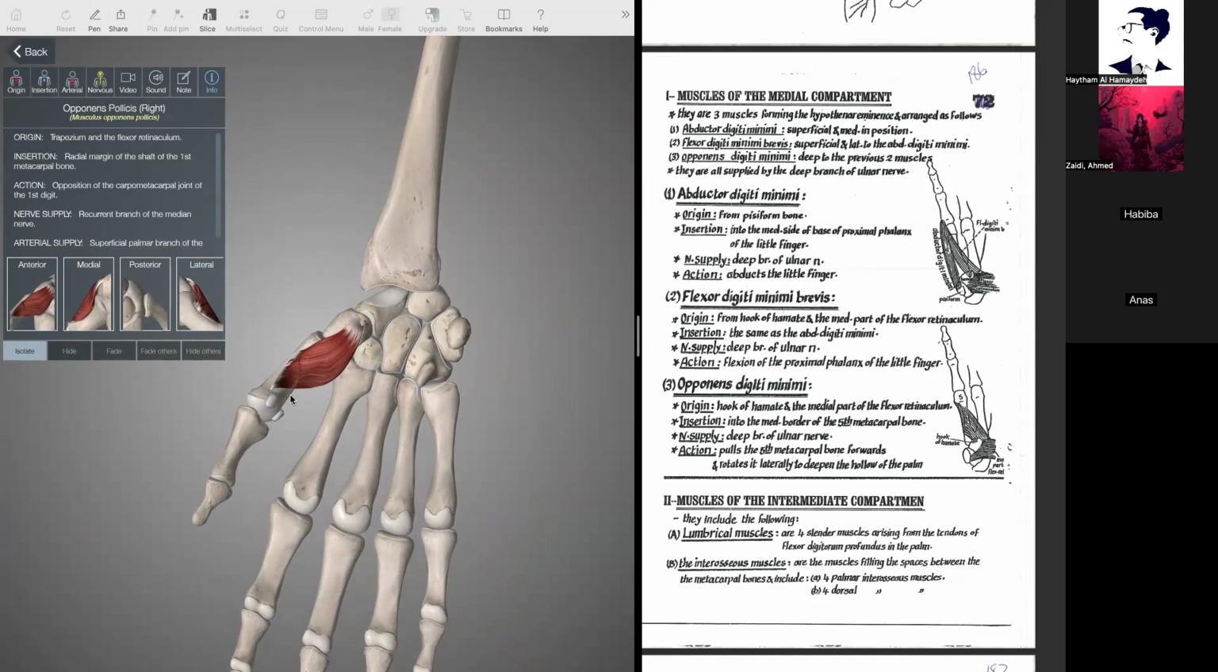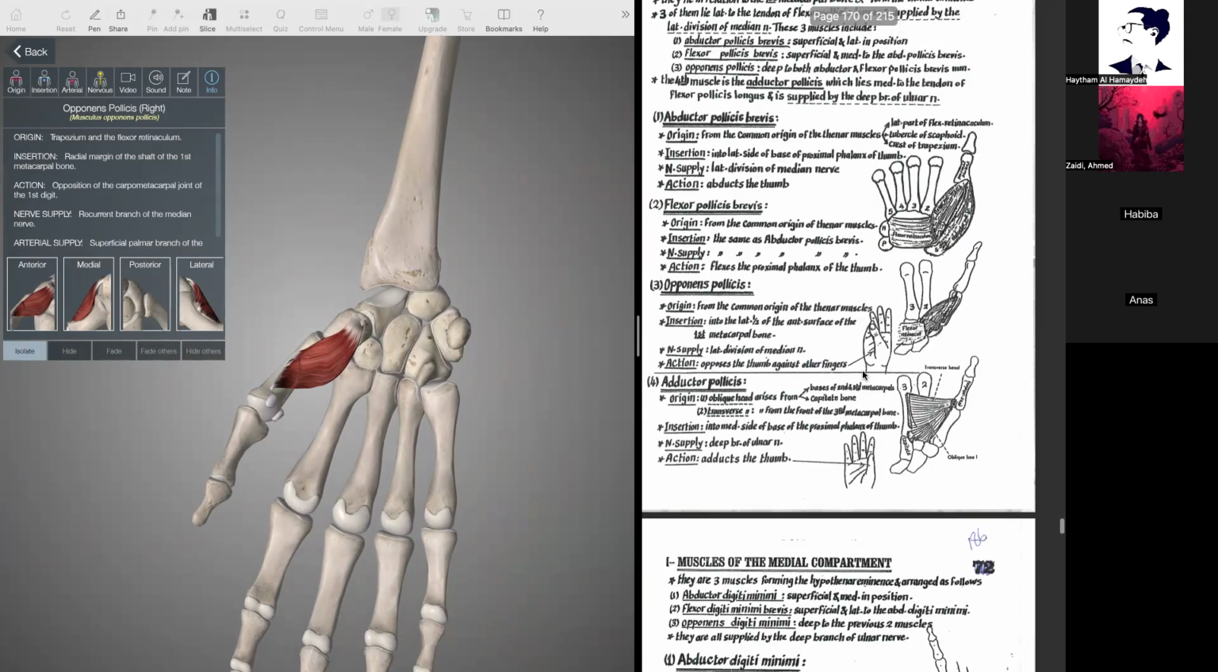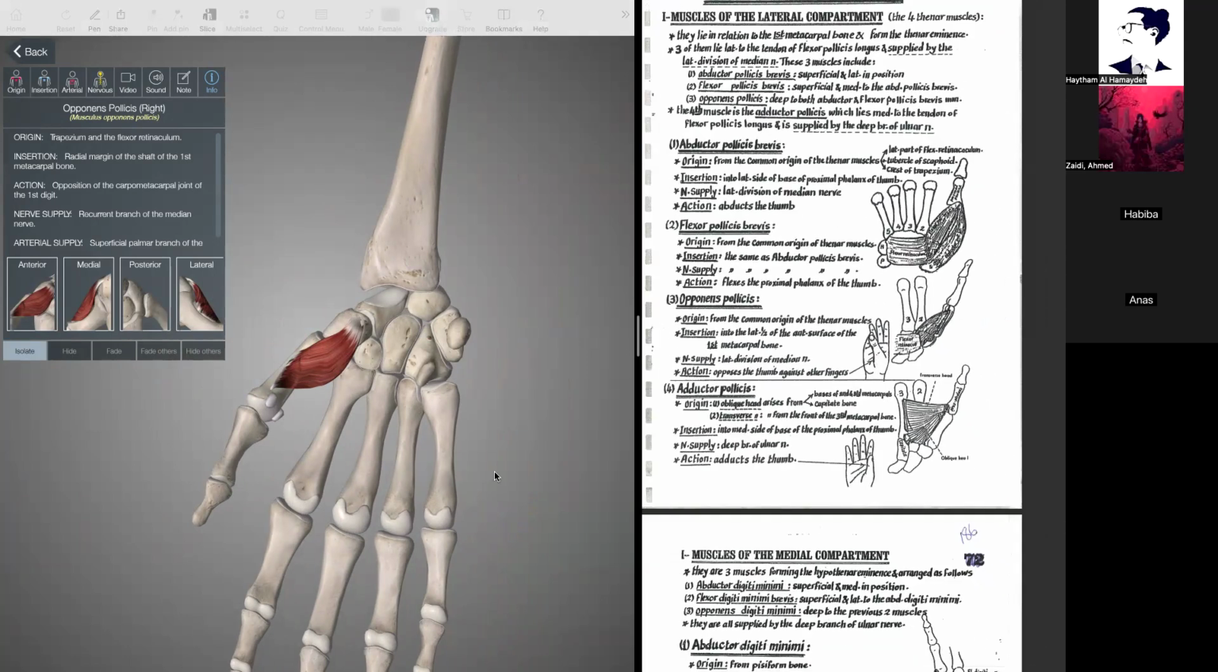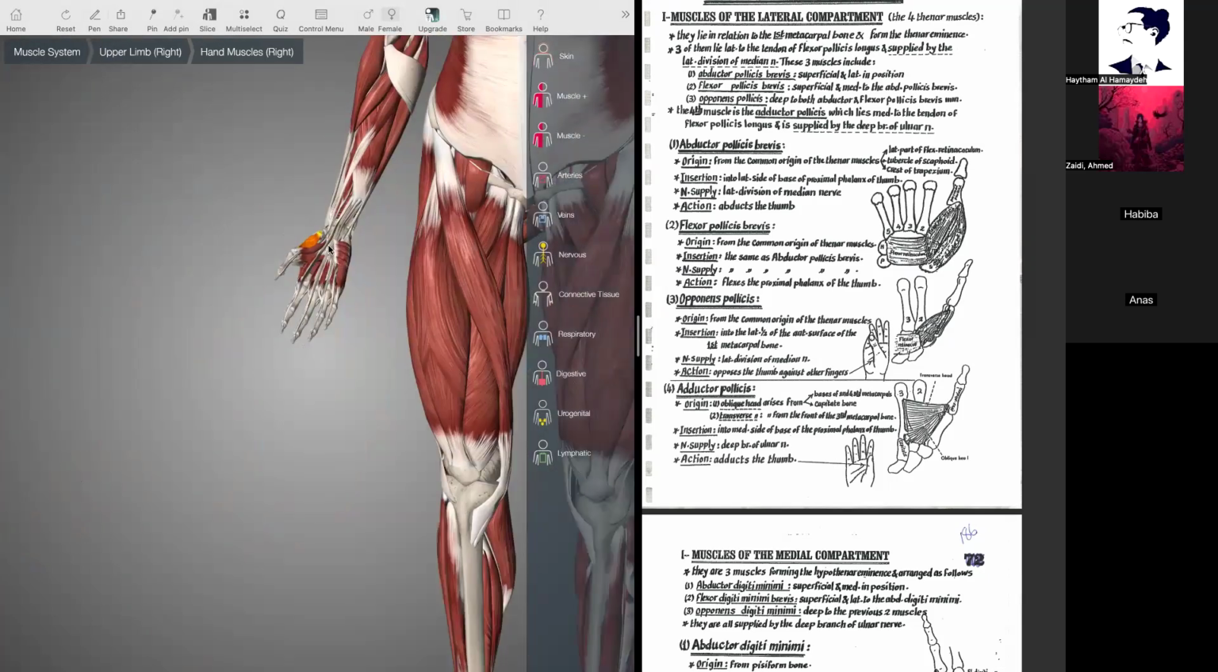It starts at the trapezium and ends at the shaft of metacarpal 1. And the action, opponens pollicis, causes the thumb to be opposite to the fingers. When I read it, I said the notes are here. The action is this one. We finish this one. Okay. Next, the hypothenar.